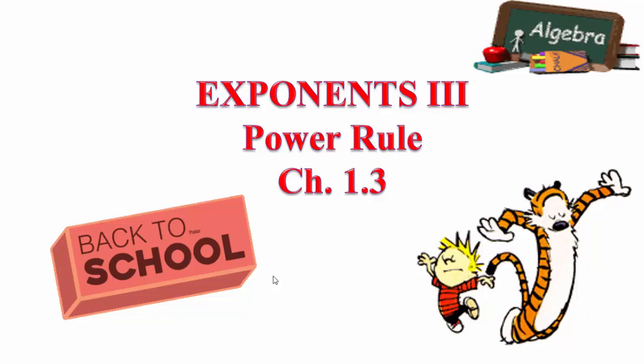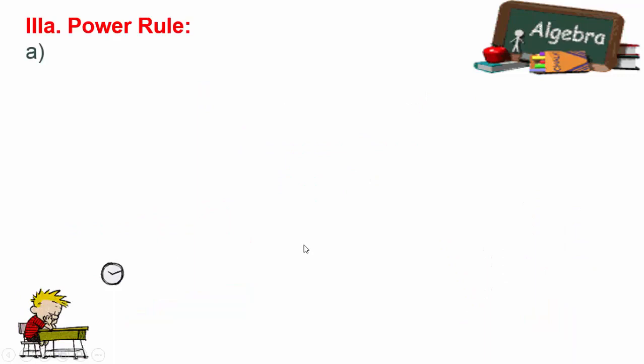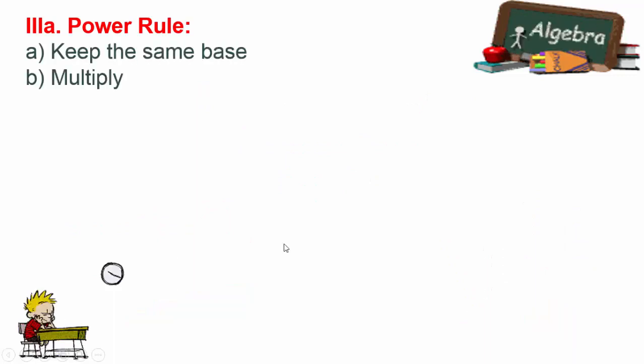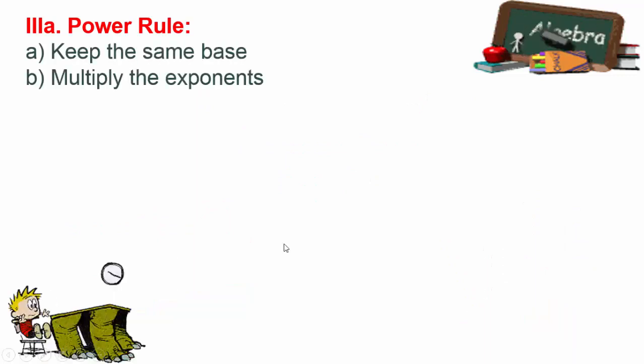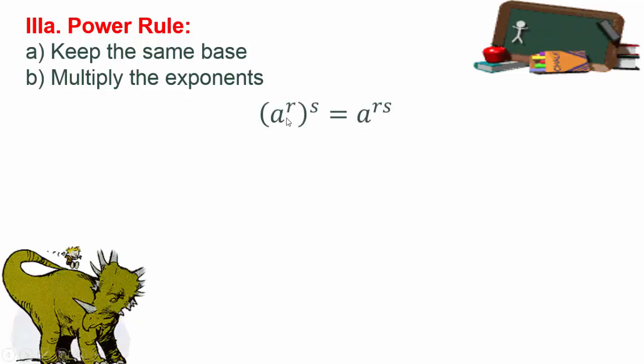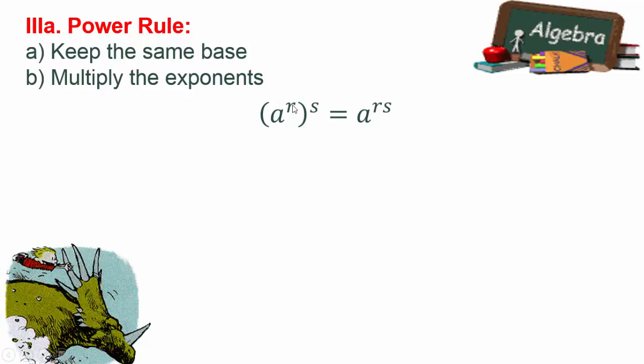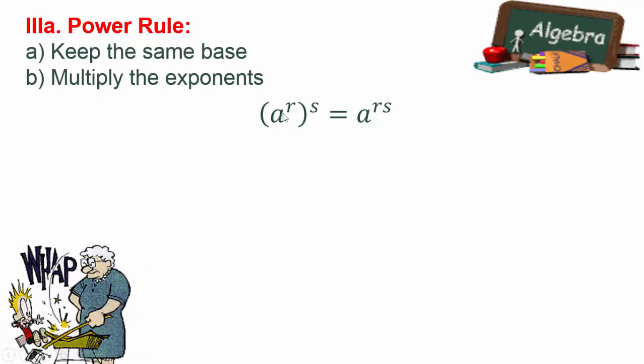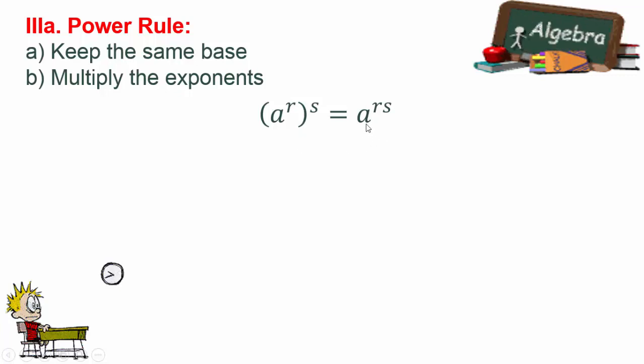Hello, welcome to part 3 of Exponents, and here we're going to discuss the power rule amongst a few other smaller rules. So the power rule 3a: if we have the same base, we multiply the exponents. For example, we have a^r to the s, so that means we have r times s, because we brought this to the power, and then here our base is the same.